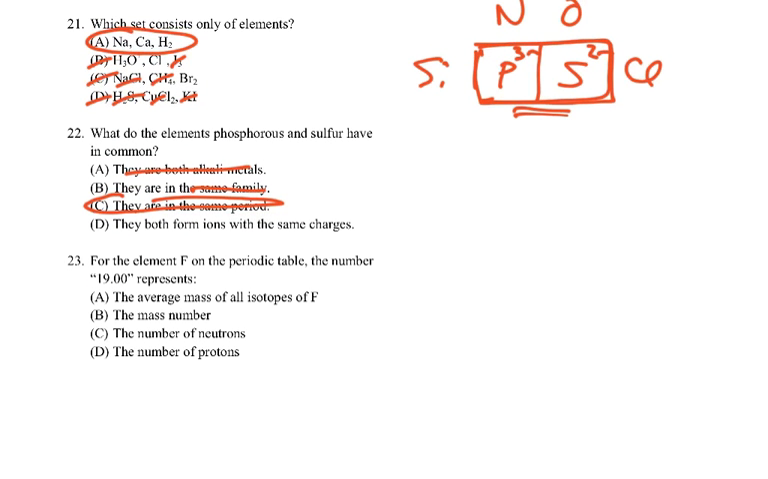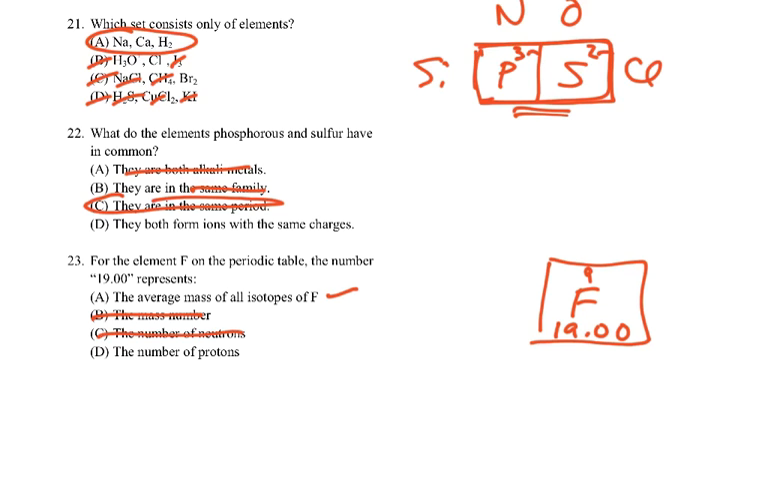For the element F on the periodic table, the number 19 represents what? If you look that up on the periodic table, right below it, it's going to say 19.00, and above it is a 9. And that 19 is the average mass of all isotopes of F. I think that's true. Is it the mass number? No. It might be the mass number of one isotope, but not.